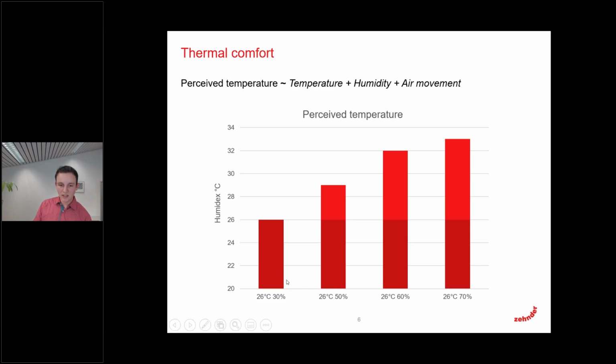So what you can see in the chart below, we have 26 degrees in all 4 cases. In the first one, we have 30% relative humidity, and at this point the perceived temperature is actually 26 degrees. If you look at a relative humidity of 60%, we perceive it, or we feel it, as 32 degrees in that case. So here you can see this correlation.